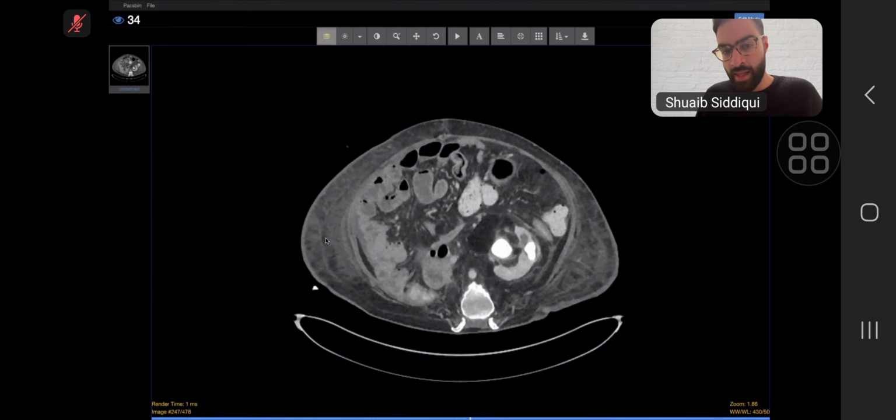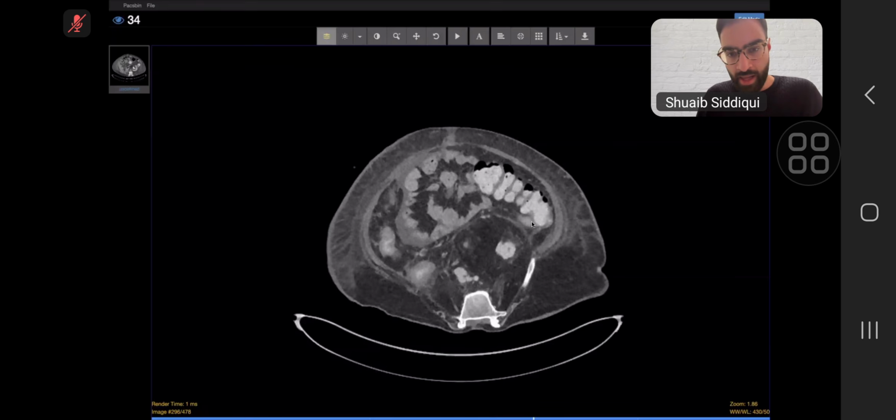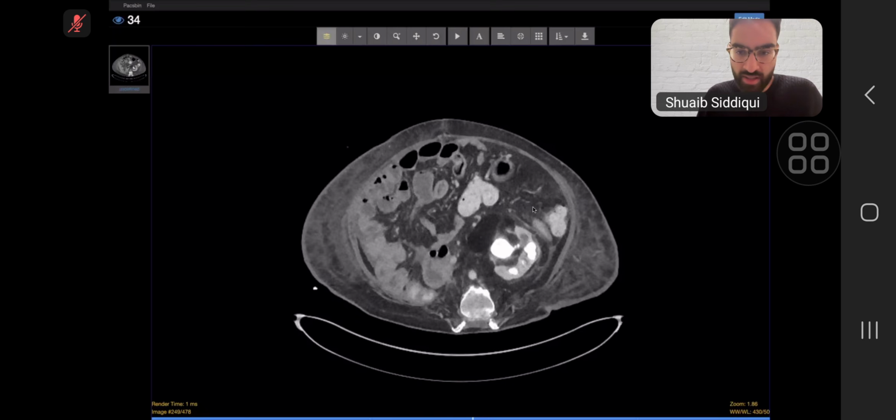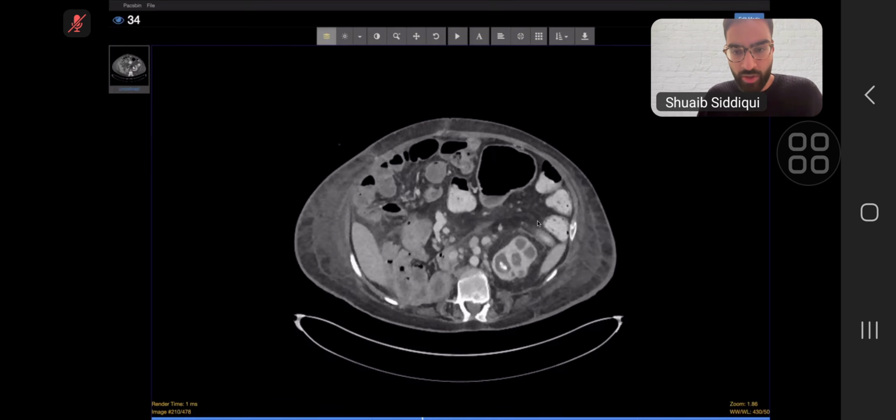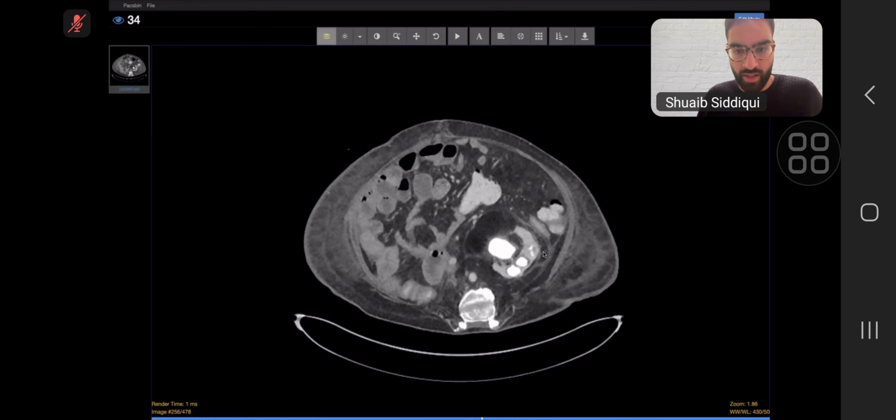So this is a post-op scan. They've got all of this subcutaneous edema. So this is just a post-operative finding. But to be honest, you nailed this case. You got it straight away. It is xanthogranulomatous pyelonephritis. So very well done.